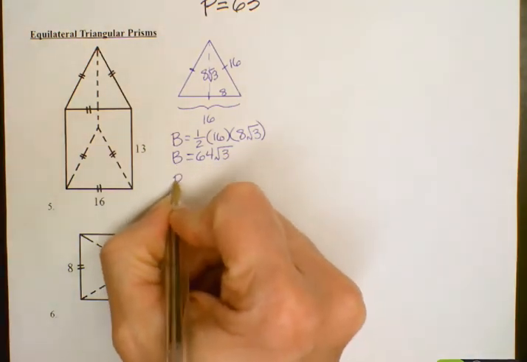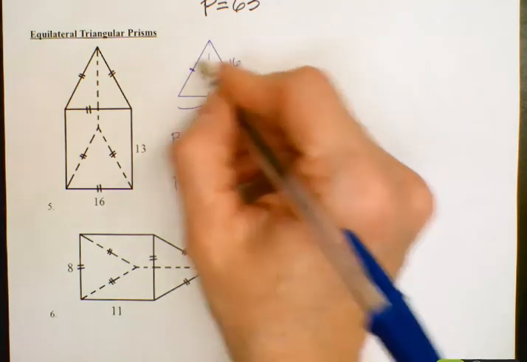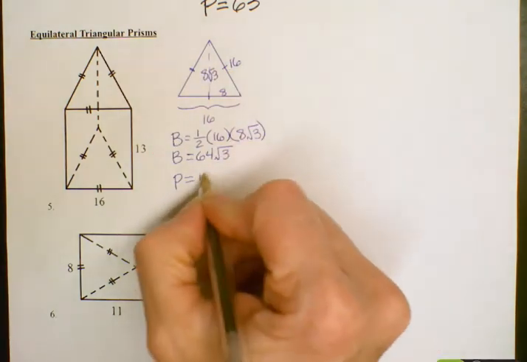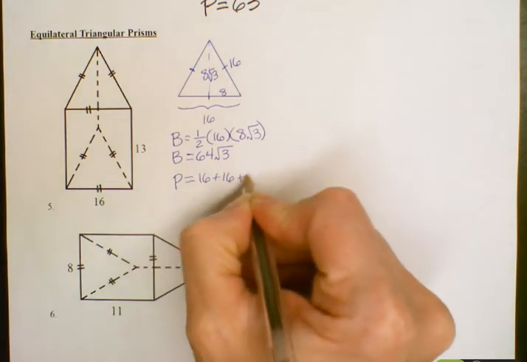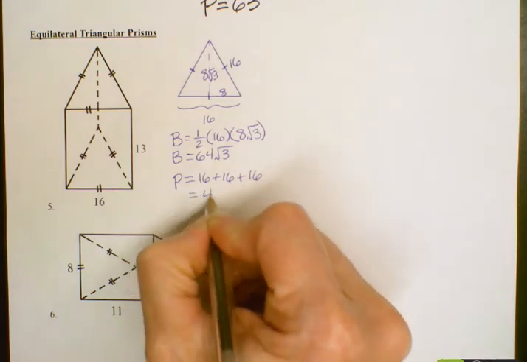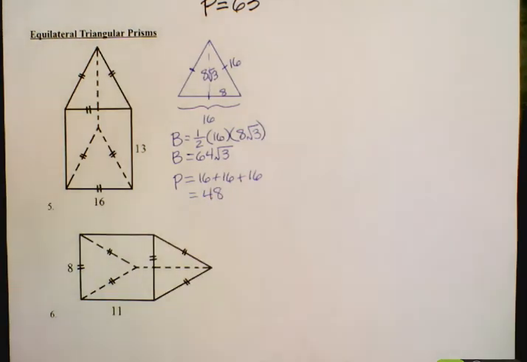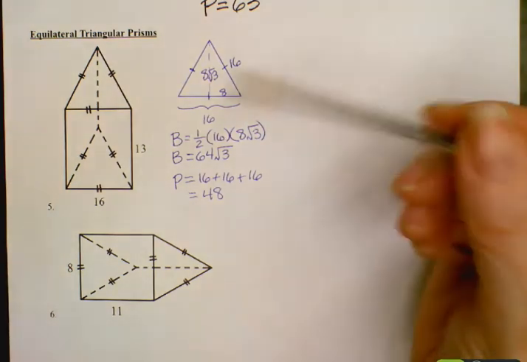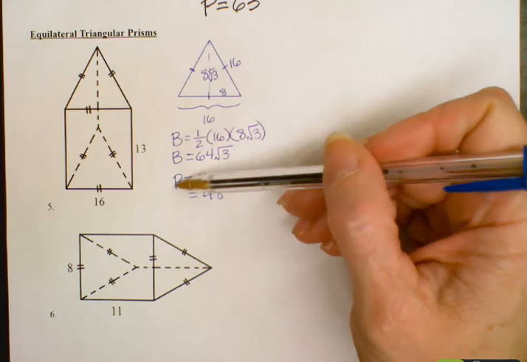Now let's find the perimeter of the triangle. We have 3 sides, 16 units long each, so 16 plus 16 plus 16 gives us a perimeter of 48. As we've discussed in the previous videos and as well as other videos, we now have our capital B value and the capital P value.